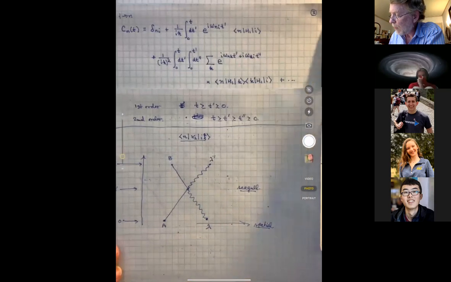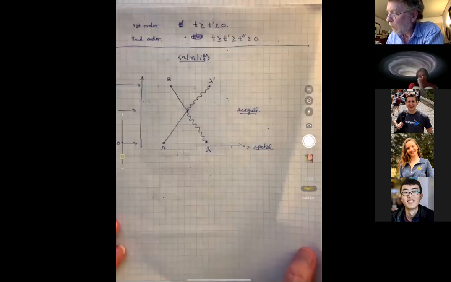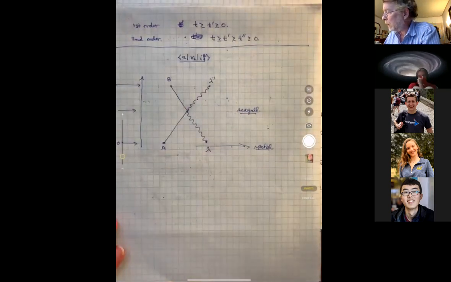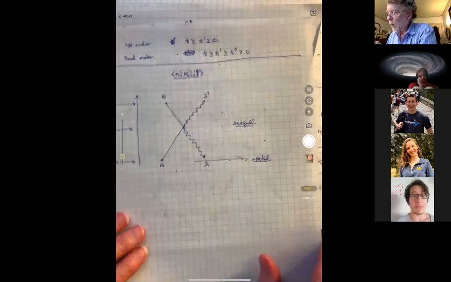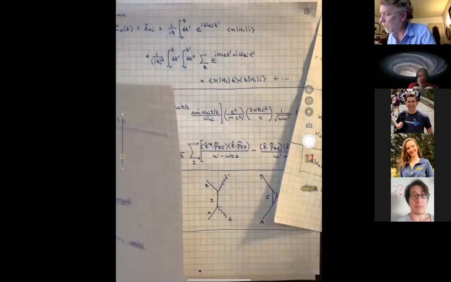All right, so this is the Feynman diagram for the term that we worked out in last lecture. Now, let's turn our attention to the, let me put this away for now.